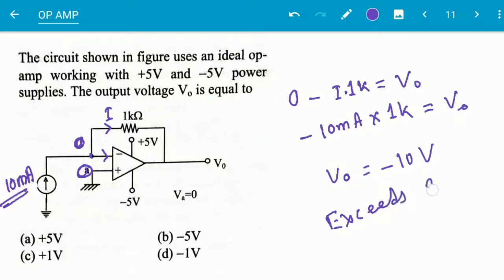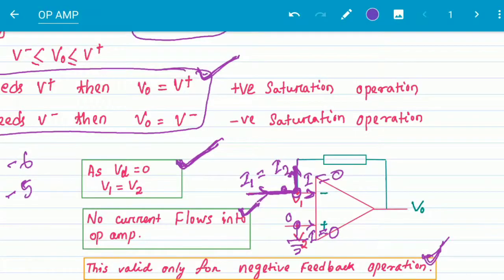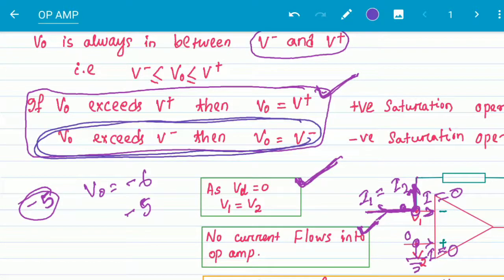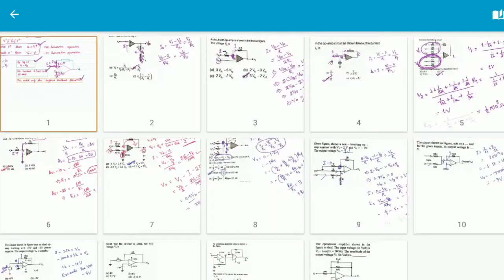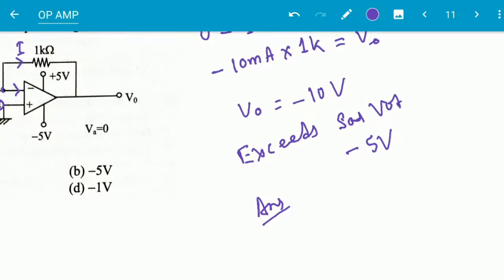and this exceeds the saturation voltage, that is minus 5 volt. So what will the answer be? I have told here, if V0 exceeds the negative saturation voltage, then V0 will be the negative saturation voltage. So here the answer will be the negative saturation voltage. So the answer will be minus 5 volt.